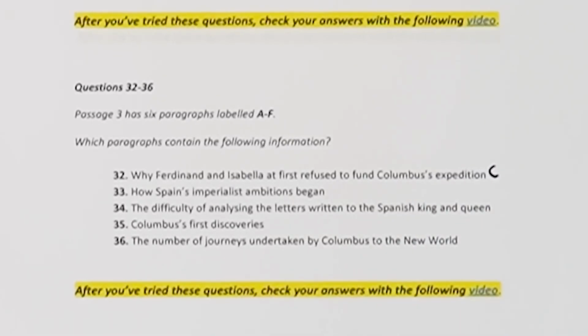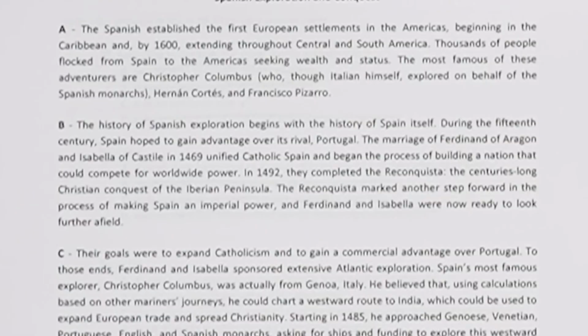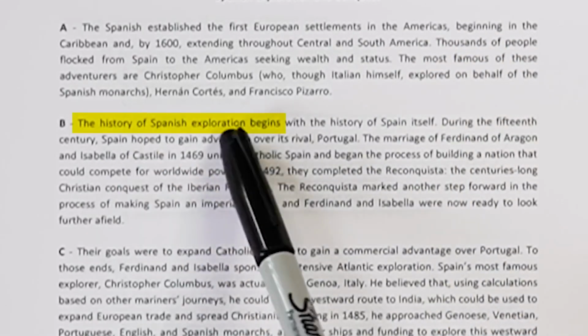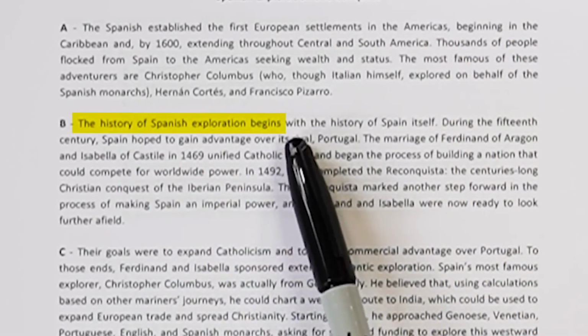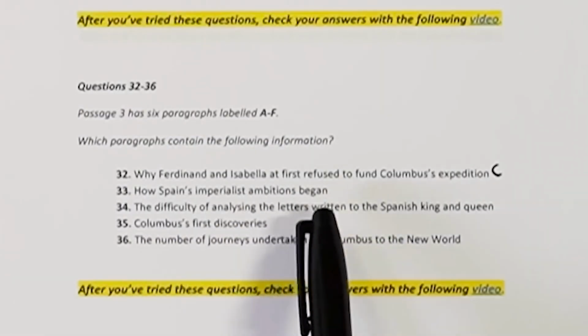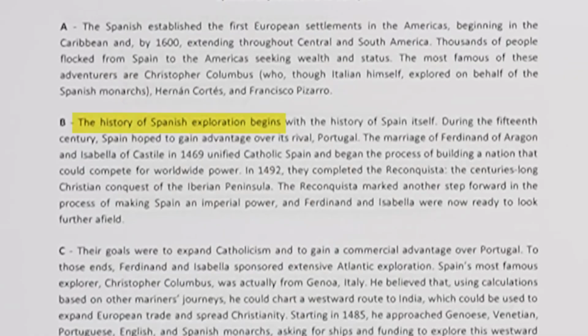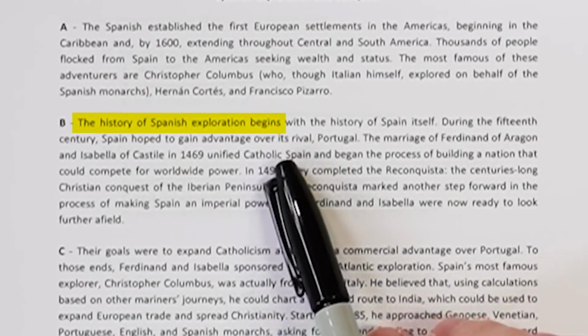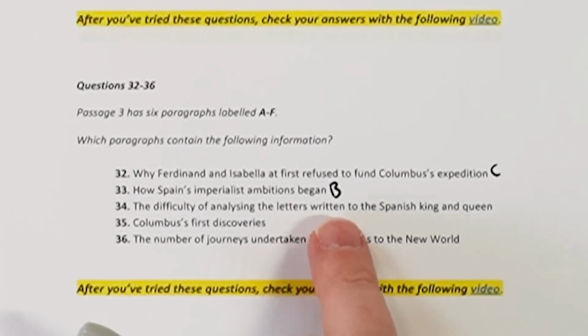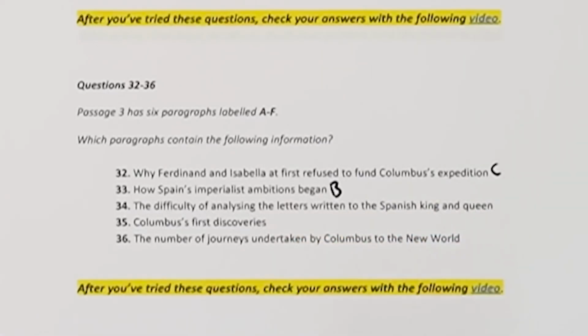C, how Spain's imperialist ambitions began. So the beginning of this was probably closer to the start. This is just really giving some context. The history of the Spanish exploration begins. Let's double check that. How Spain's imperialist ambitions. The history of Spanish exploration. Yeah, it's that one. The difficulty of analyzing the letters written to the Spanish king and queen.